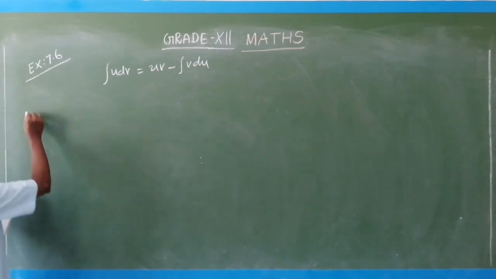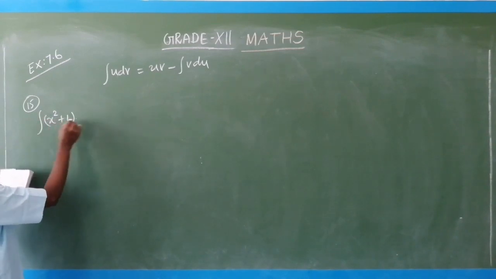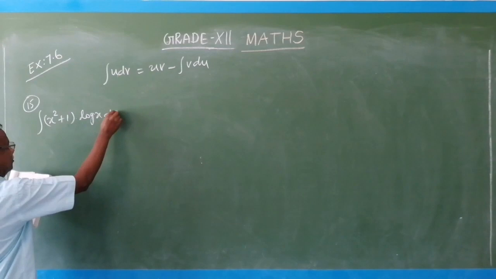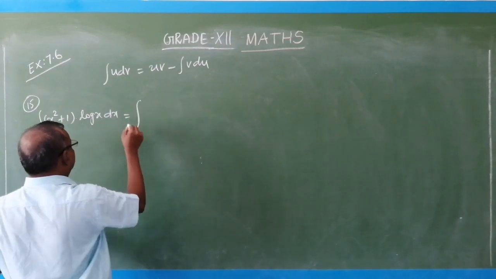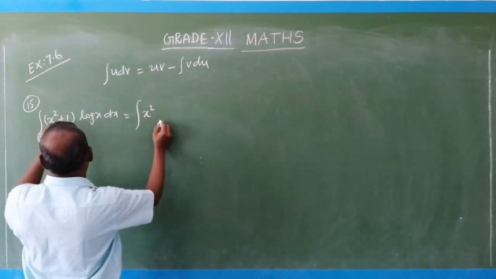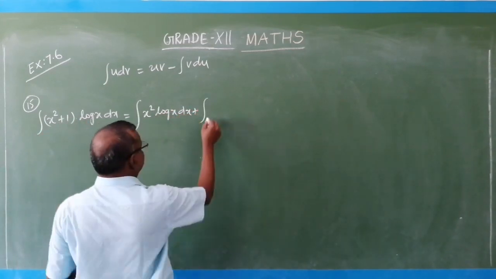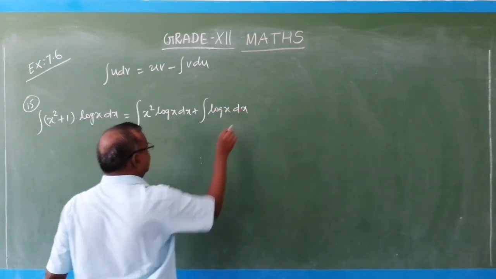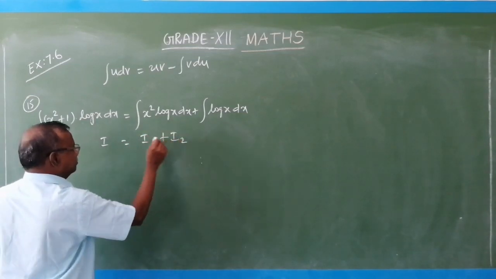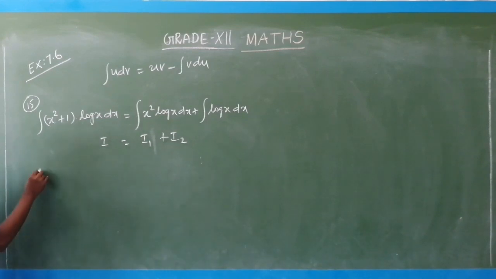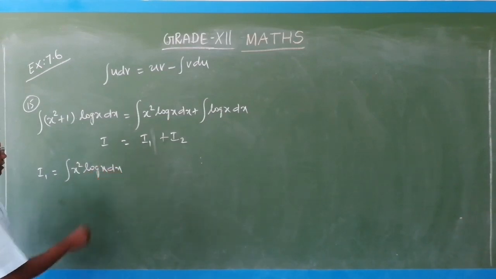Question number 15, integral x square plus 1 into log x dx. So this can be split into two, that is integral x square into log x dx plus integral log x dx. Let this one part be I, so this is I1 plus I2, and I1 equal to integral x square into log x into dx.